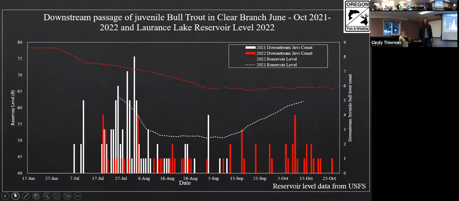Then we go to the next slide. And so just to look at what juvenile passage looked like, again, 2022 and 2021. In 2021, you can see we had this big pulse of juveniles that moved downstream in mid-July through early August. And in 2022, the juvenile downstream passage was a lot more uniform. But again, this is definitely an underrepresentation of what juvenile passage really looks like in the system, since our videos are not installed when they're generally moving downstream.